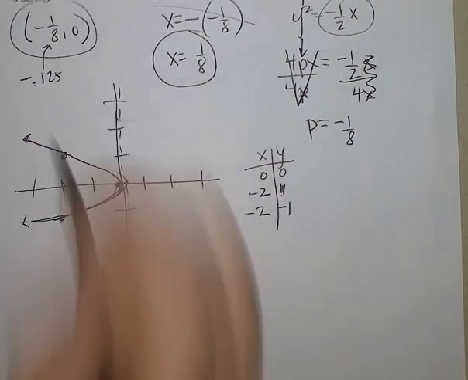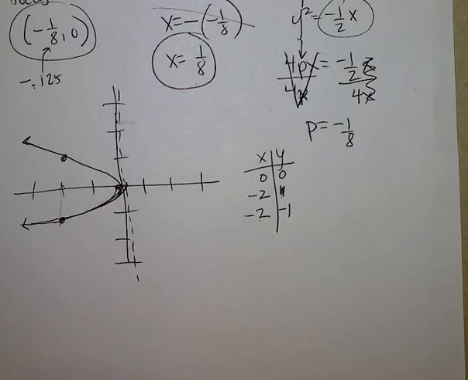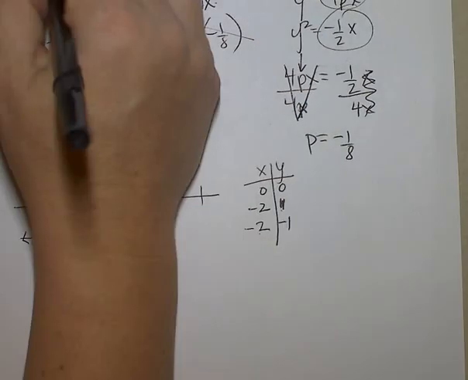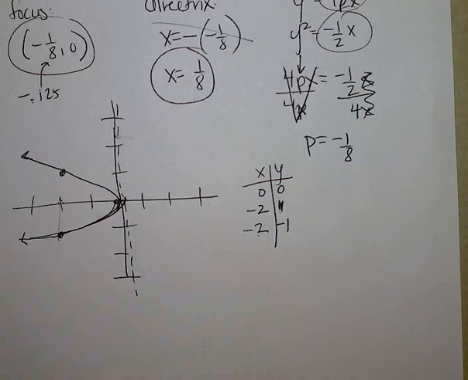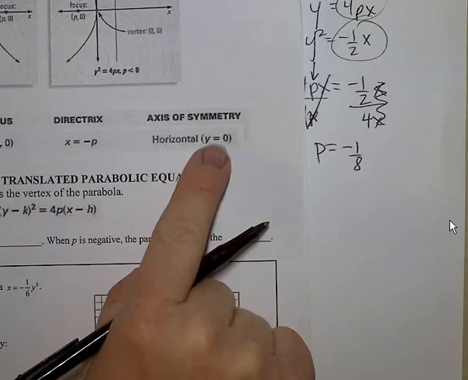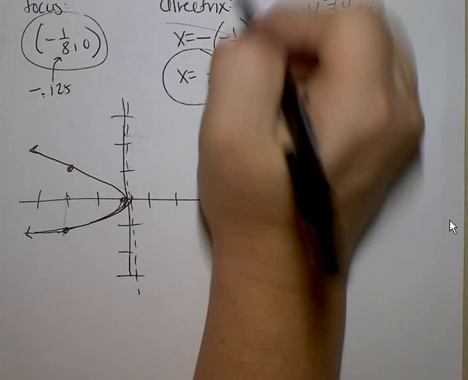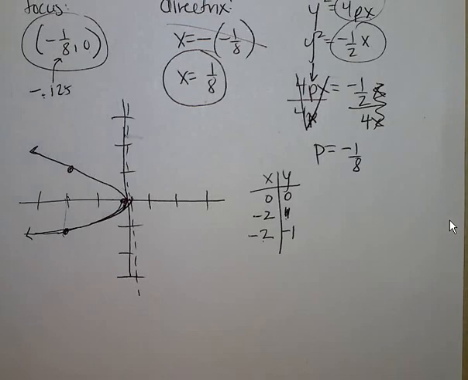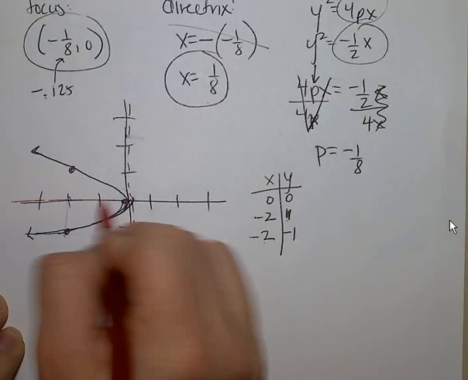And there's our parabola. Now, what is the equation for the axis of symmetry? The equation for the axis of symmetry, since this is not translated, is y equals 0. So y equals 0 would be cutting the parabola in half, making it symmetrical.